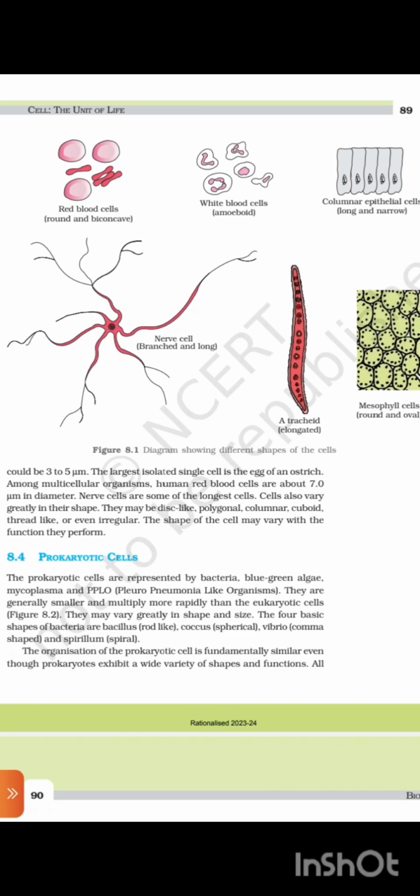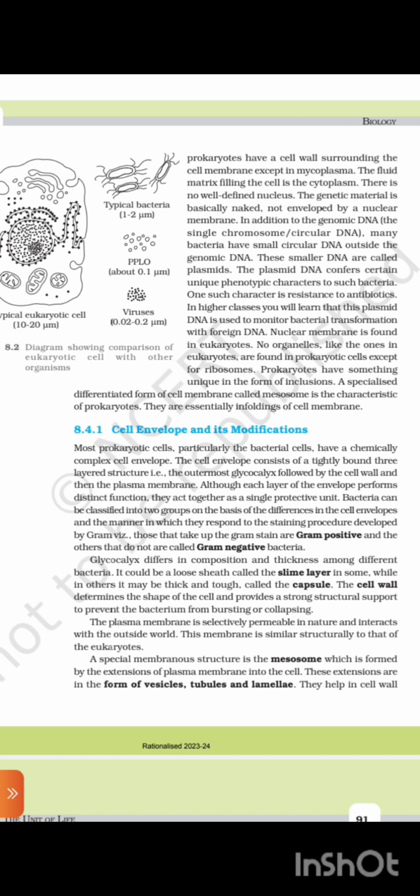All prokaryotes have a cell wall surrounding the cell membrane except in mycoplasma. The fluid matrix filling the cell is the cytoplasm. There is no well-defined nucleus. The genetic material is basically naked, not enveloped by a nuclear membrane. In addition to the genomic DNA, the single chromosome circular DNA, many bacteria have small circular DNA outside the genomic DNA. These smaller DNA are called plasmids. The plasmid DNA confers certain unique phenotypic characters to such bacteria.